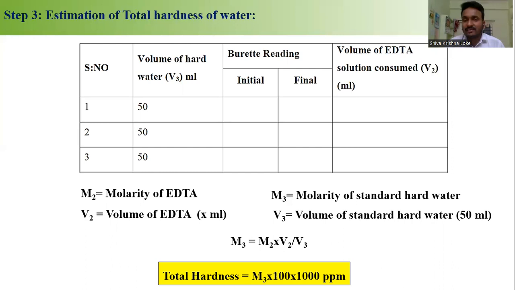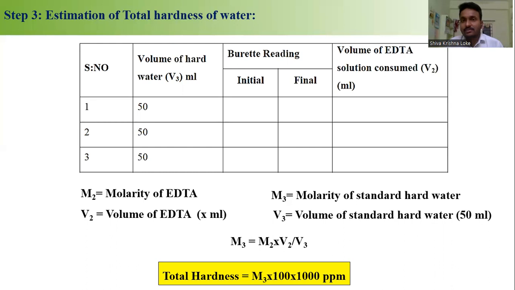As already discussed, if two chemical substances are provided to you, we use the law of equivalence equation, M1V1 equals M2V2, as we used in the second step. In the third step, we are going to use M2V2 equals M3V3. Here, M3 is the molarity of the given hard water sample, which we have to determine in this step. M2 equals the molarity of EDTA, which we determined in the second step. V2 equals the volume of EDTA.